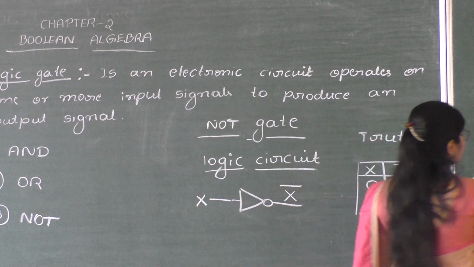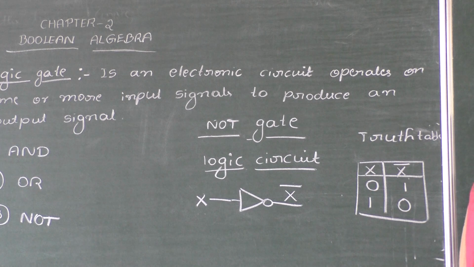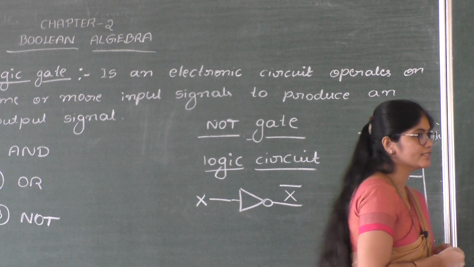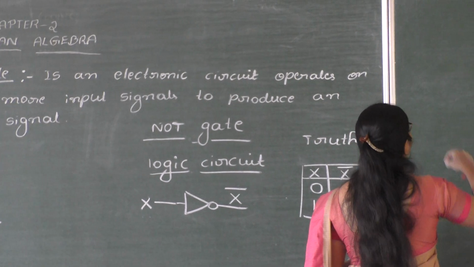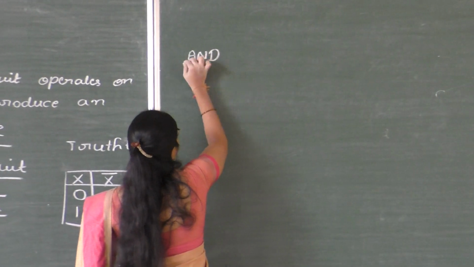So we have discussed 3 basic logic gates. What are they? AND gate, OR gate and NOT gate. AND gate and OR gate accept 2 or more input signals but produce only one output signal. NOT gate accepts only one input signal and produces one output signal. So we shall see the definitions. We shall write the definitions.